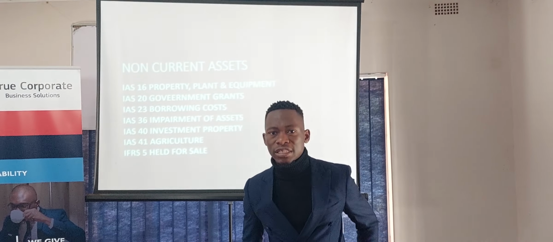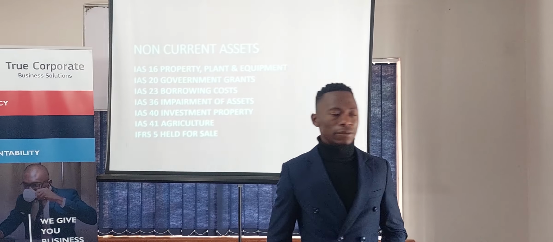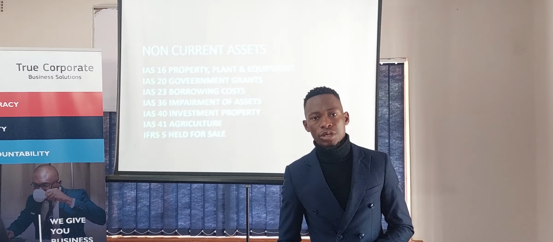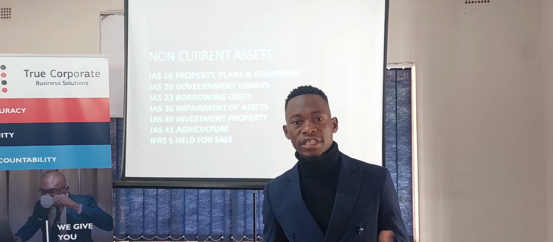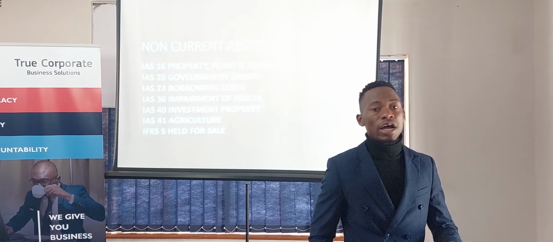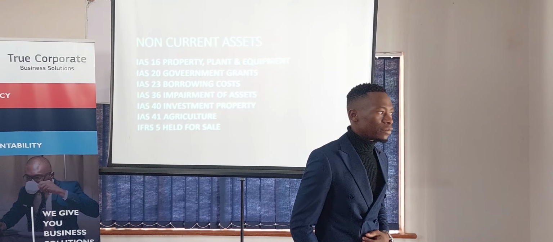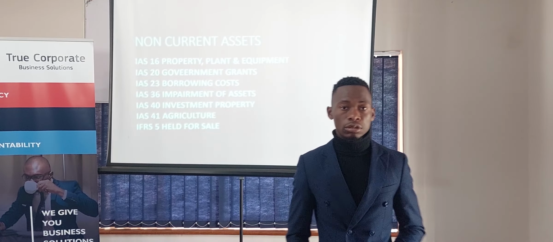So we do have many standards that affect the non-current assets. We have IAS 16, PPE, that is property, plant and equipment. We have IAS 20, government grants. We have IAS 23, borrowing costs. We have IAS 36, impairment of assets. IAS 40, investment property. IAS 41, that is agriculture, we call it biological assets. And we also have IFRS 5, that is non-current assets held for sale.